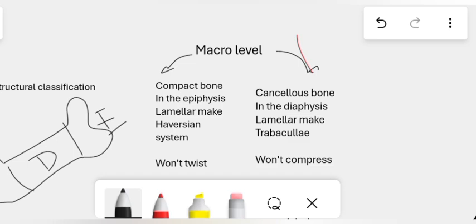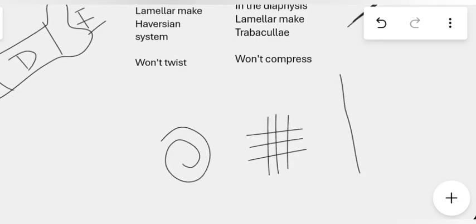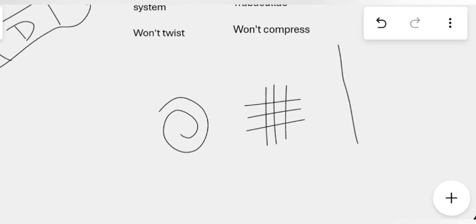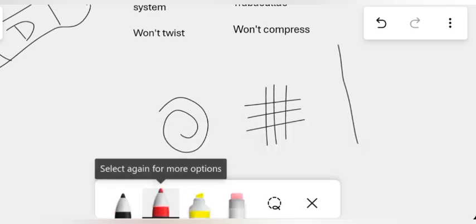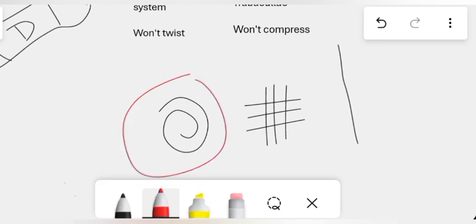Compact bone is in the epiphysis, and in the diaphysis we have cancellous bones. Each of these types of bones has something called the lamella. Lamella is nothing but a simple tissue that makes bone. Now if that tissue becomes twisted like this, which I have shown, then we call it the Haversian canal. If the lamella twist like this, they form the Haversian system.